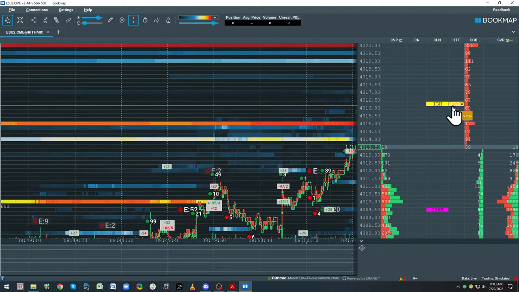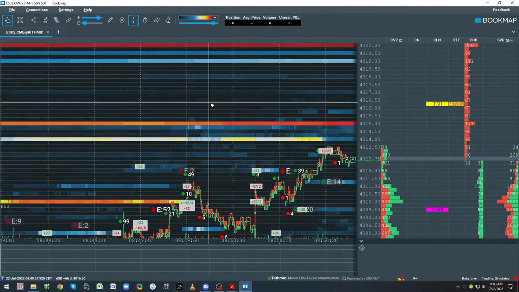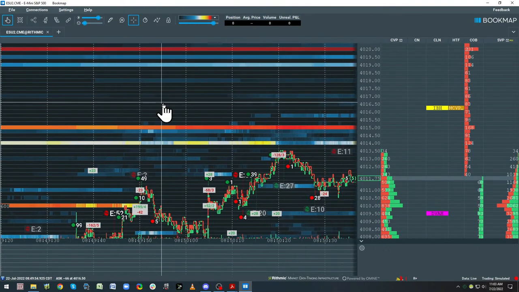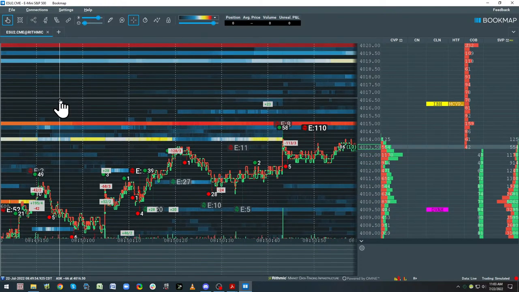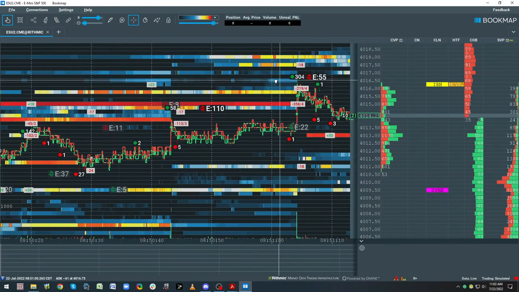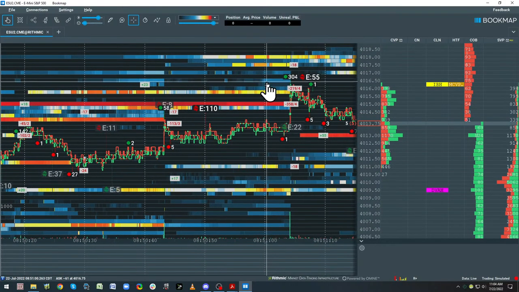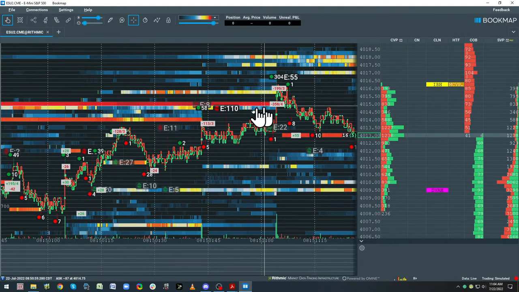You see, microcomposite VPOC, that's what it's called. That was our target, and it's been sitting here forever. Now, I don't pick the high. I haven't figured that out yet. But I do use targets. So for the longs, the targets are right in here, a little bit above, ahead, I should say.